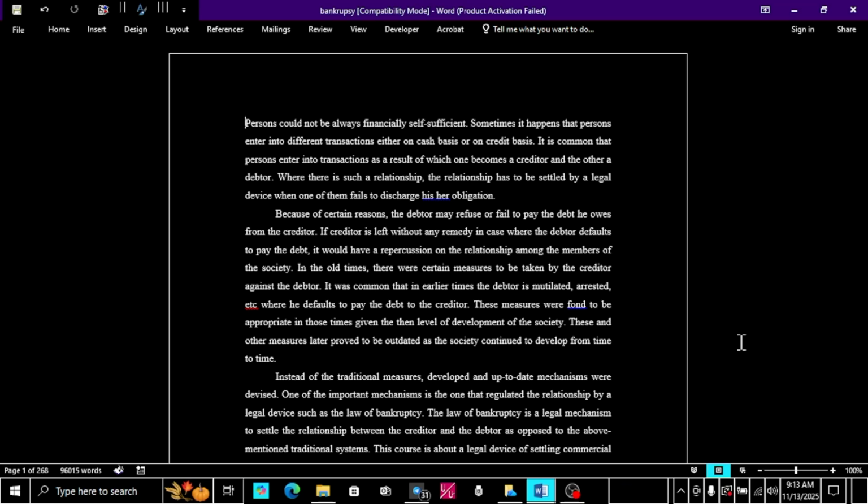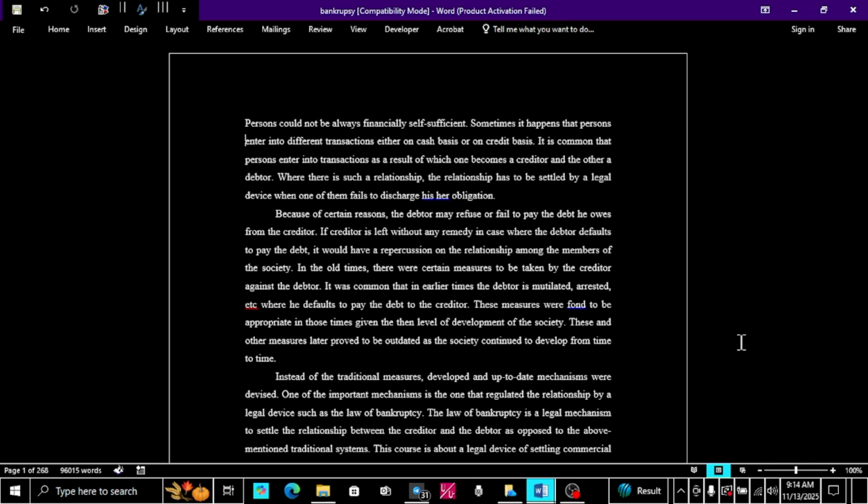Let's press down arrow. Enter into different transactions either on cash basis or on credit basis. It is common that. Again down arrow to go to the next line. Persons enter into transactions as a result of which one becomes a creditor and the other a. Okay, let's press up arrow to go to the previous line. Enter into different transactions either on cash basis or on credit basis. It is common that. Well, this is how to navigate line by line.